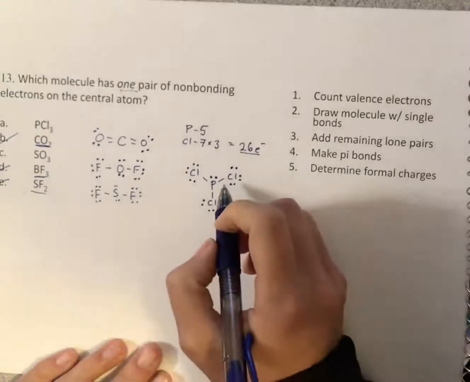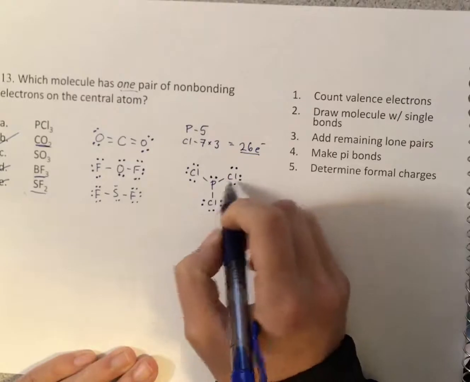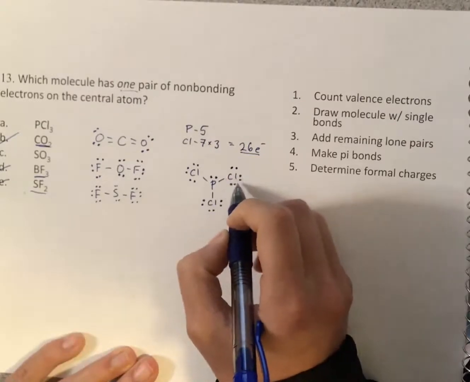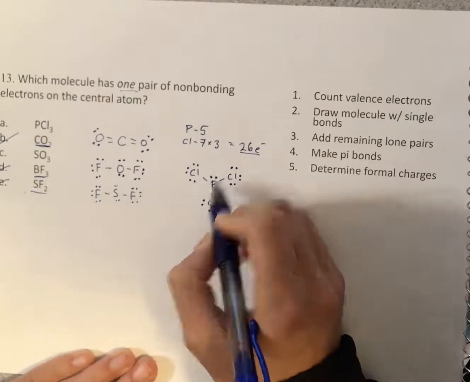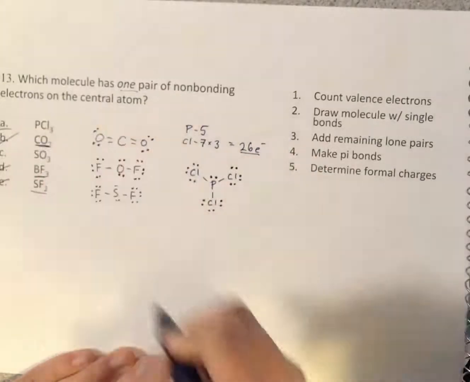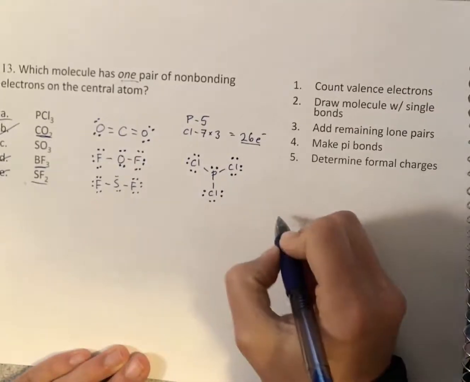And then let's check to see if we should make any double bonds. I kind of already said halogens don't form double bonds because they only want one more. So these guys have to go on the phosphorus. So that one's looking like a good answer choice. So let's just make sure that it can't be SO3.